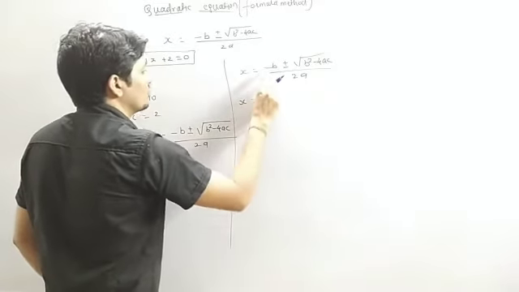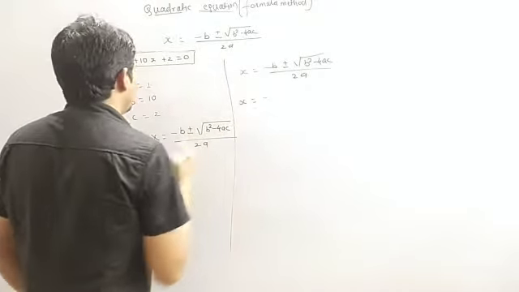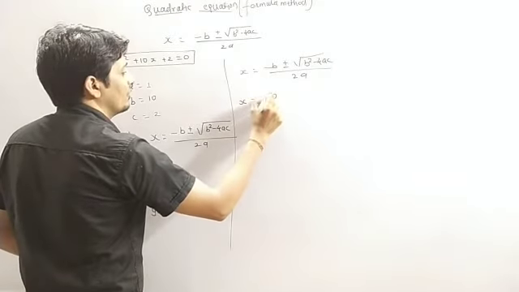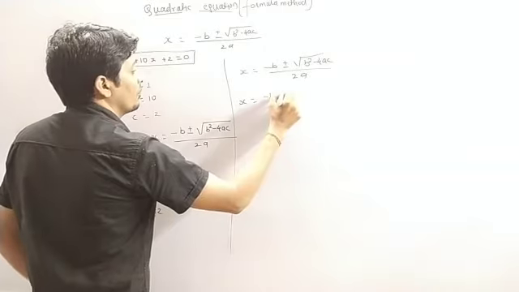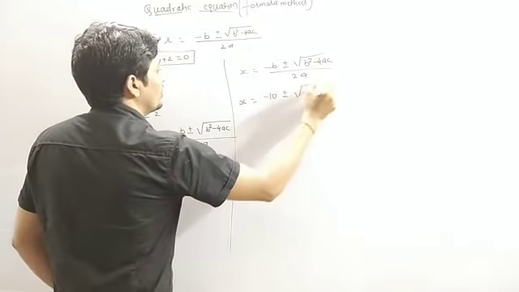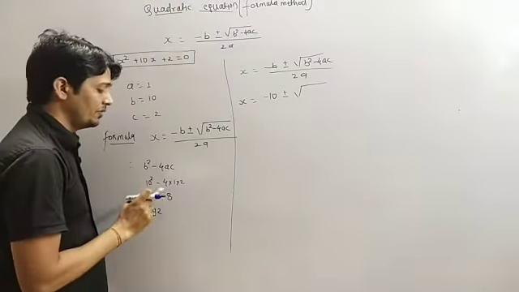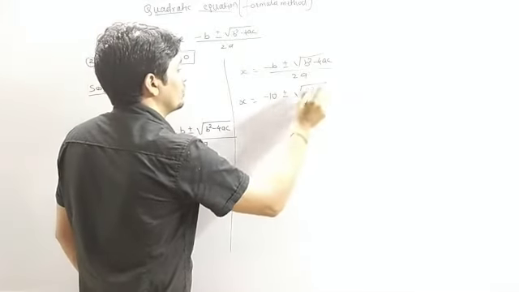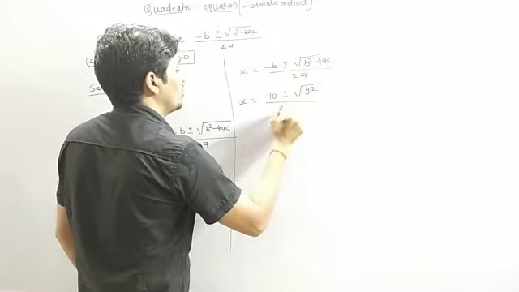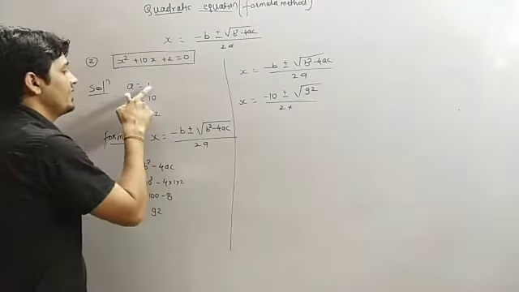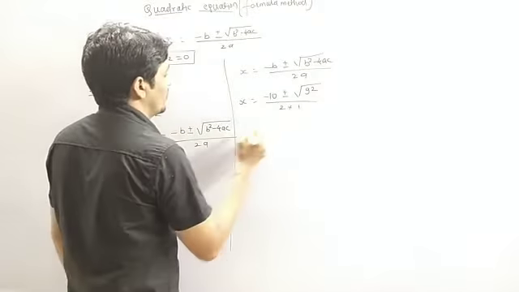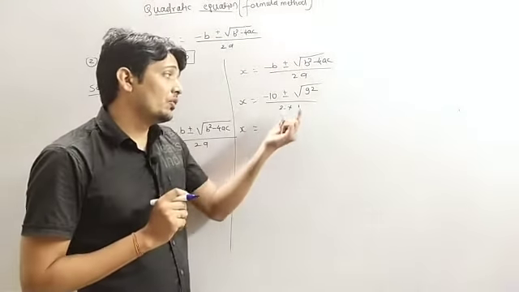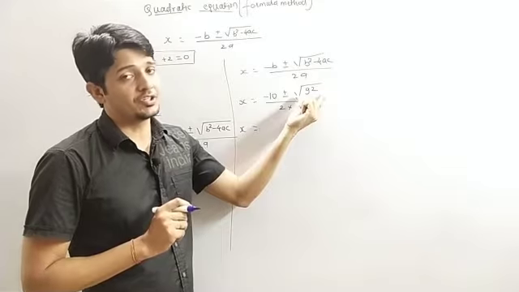So x equals to, we have minus b. What is b? b is 10, so we have to write 10 plus minus root of b square minus 4ac. We have derived the value, which is 92, so we have to write here 92 divided by 2 into a. What is a? Here we have 1, so we have to write 1. So x equals to, we will simplify this 92 first.